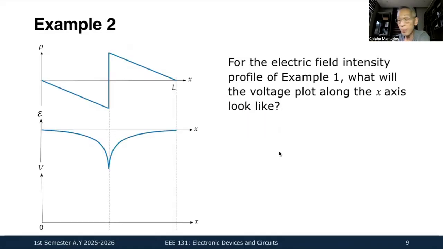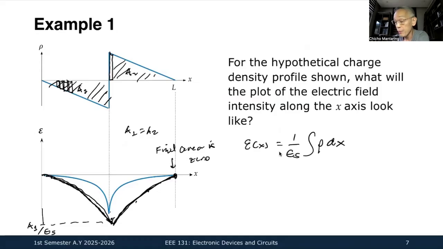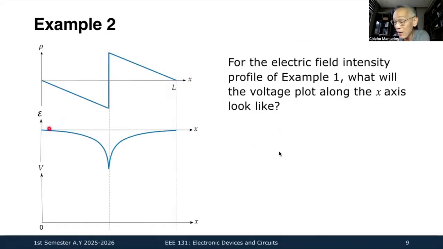So going back to the previous example, sorry, this is a nicer drawing now. Okay, so this is now the electric field profile. So what will the voltage profile look like? Okay, we're now getting the negative of this area.